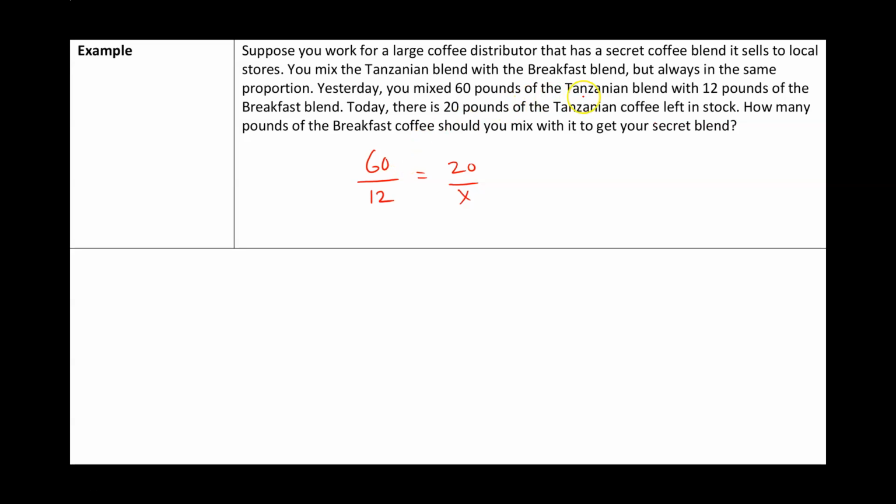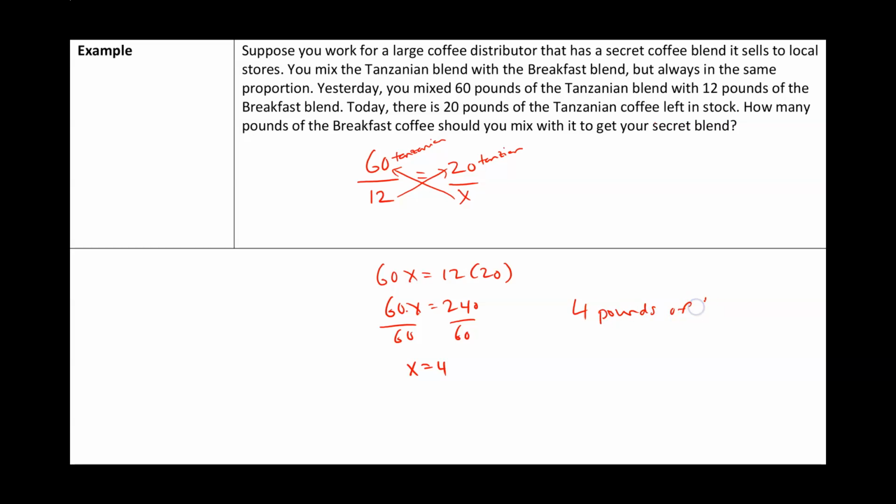For example, the Tanzanian blend is on the numerator. So on the other ratio, the Tanzanian blend also has to be on the numerator. And the breakfast blend has to be on the denominator. If I cross multiply this, the x goes to the left, 12 goes to the right. We get 60x equals 12 times 20, which is going to be 240. Since the x is being multiplied by 60, we divide both sides by 60, and that gives us x equals 4. Since this is a word problem, we need to have units, so we're looking for how many pounds of the breakfast coffee blend. So we need 4 pounds of the breakfast coffee.